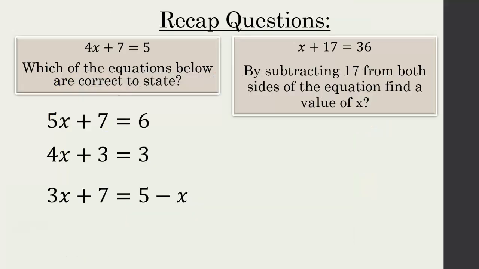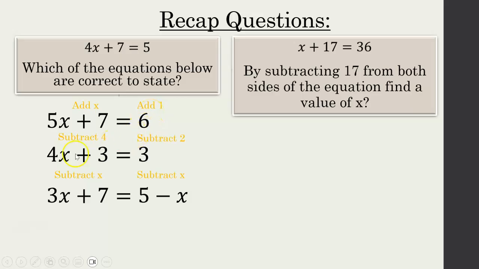Okay, so here are some recap questions, so you can try them out. Which of these equations below are correct to state? So I started off with 4x plus 7 is equal to 5. So what happened? Well, first equation, I added x, because look, it was 5x plus 7. What was the original one? Well, it was 4x plus 7, so I added another x. And then on this side, it was 5. Well, now it's 6, so I've added 1. So I added x on the left-hand side, I added 1 on the right-hand side.